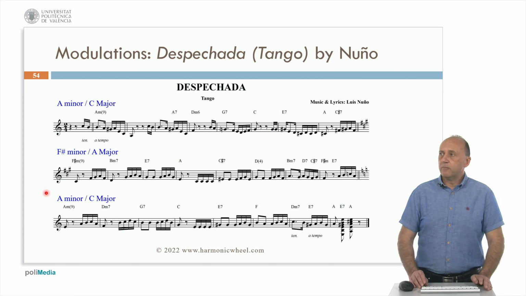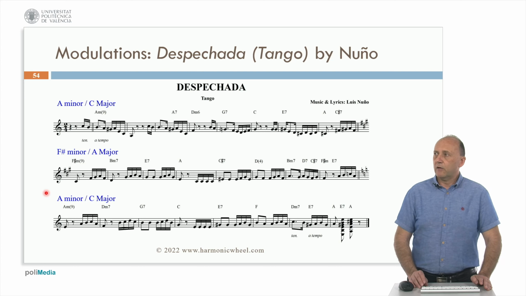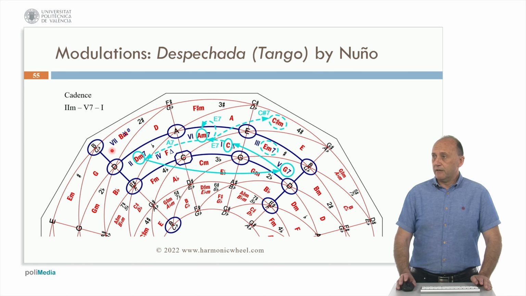And the last example is a tango called Despechada, composed by myself, which includes modulation. It starts in A minor, C major, then we modulate to F sharp minor, A major, and then we come back to A minor, C major. We can represent the harmonies on the harmonic wheel.